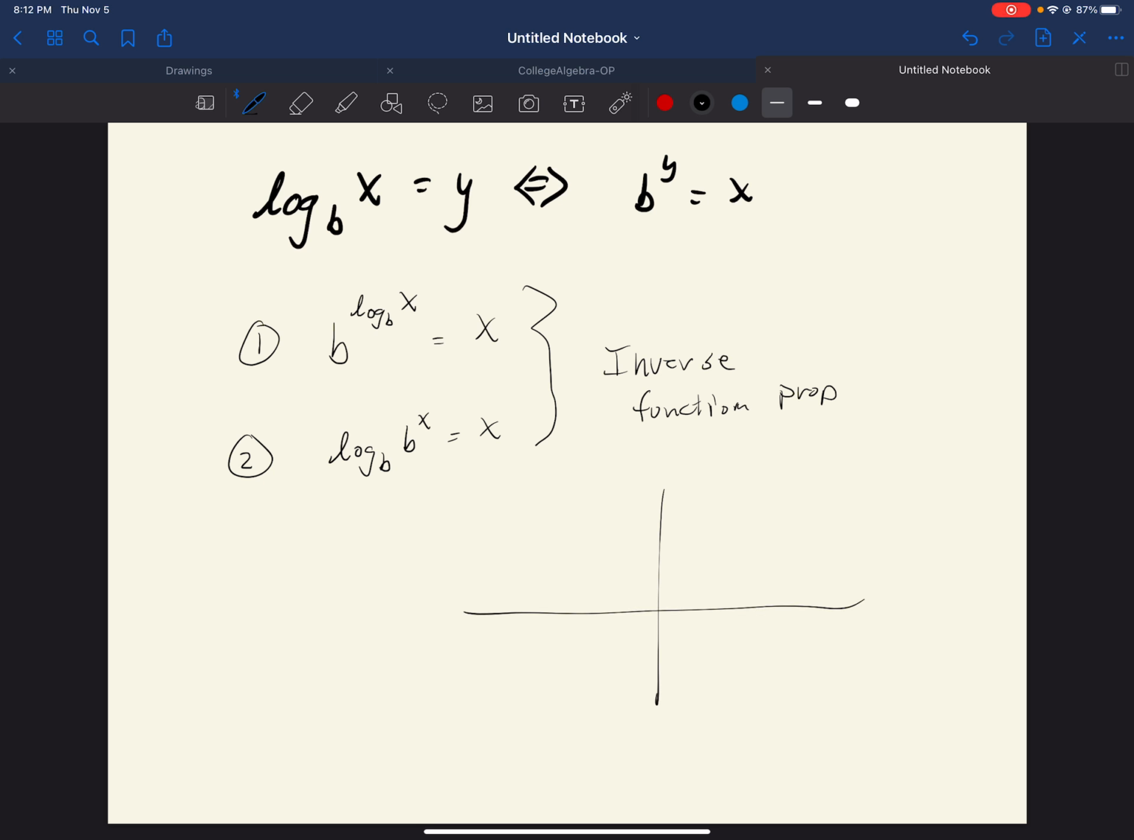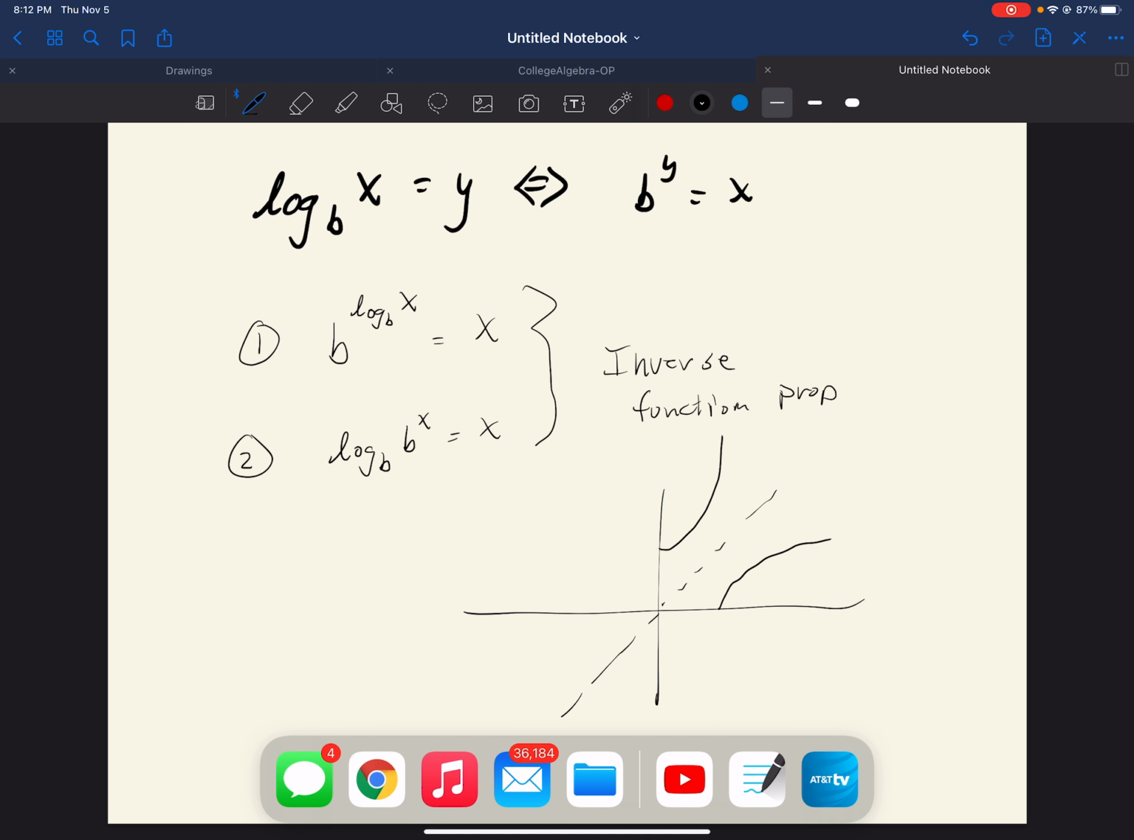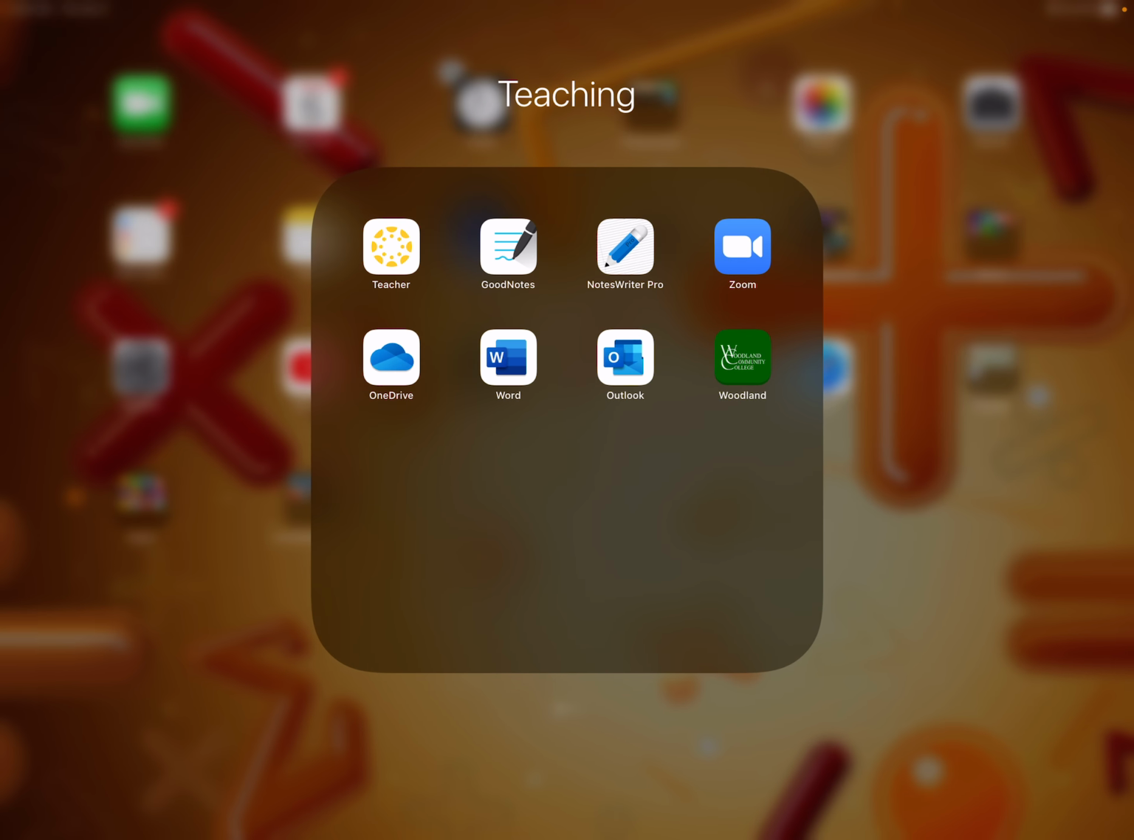A function and its inverse are reflections across the line y equals x. And so if you have a function that looks like this, its inverse should look like that on the other side of it. I'm going to show you that right now.